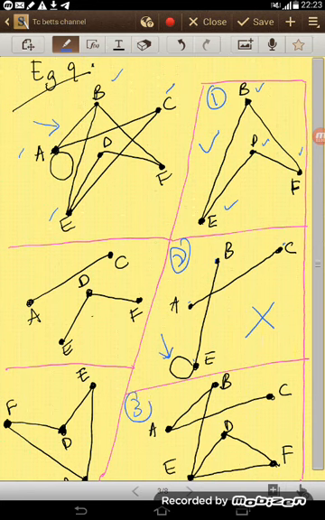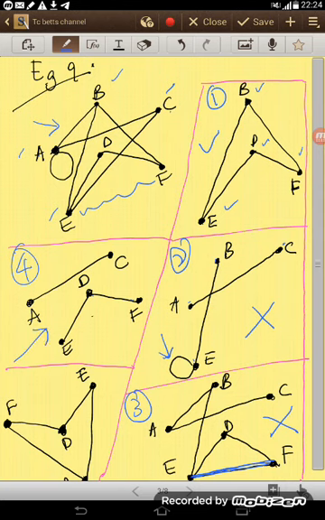This one, number 3. Everything is okay, but here EF, you don't have EF here, so this is not a subgraph. And then number 4, this one AC and then DE. Even though this is separate, it's not connected, it is a subgraph, because the vertices and the edges are all still with the original graph.